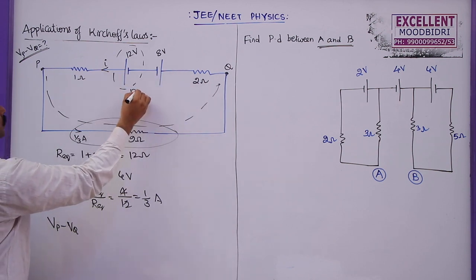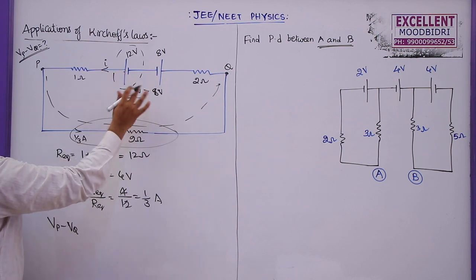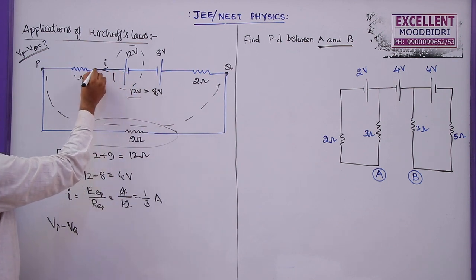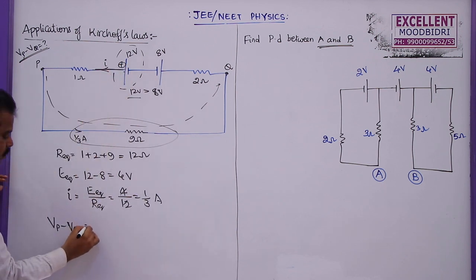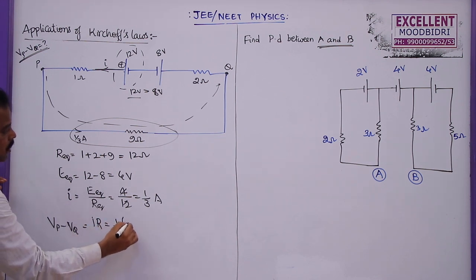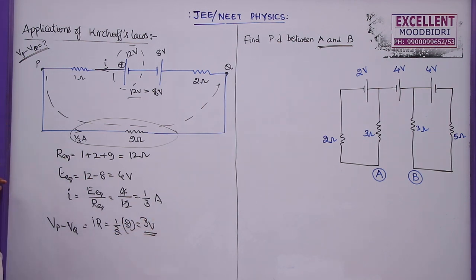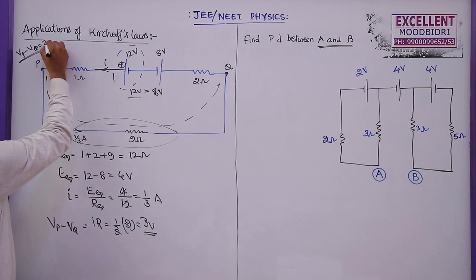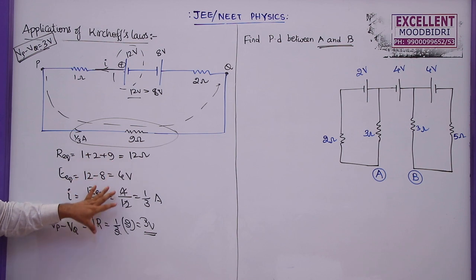As 12 volts is greater than 8 volts here, this will dominate in this circuit. So that's why the current is coming from this positive terminal of this cell. Now this can be given as the current into resistance, that is I into R. I is 1 by 3, R is equal to 9. So this is 3 volts. So the potential difference between P and Q is equal to 3 volts. But this is without using Kirchhoff law.